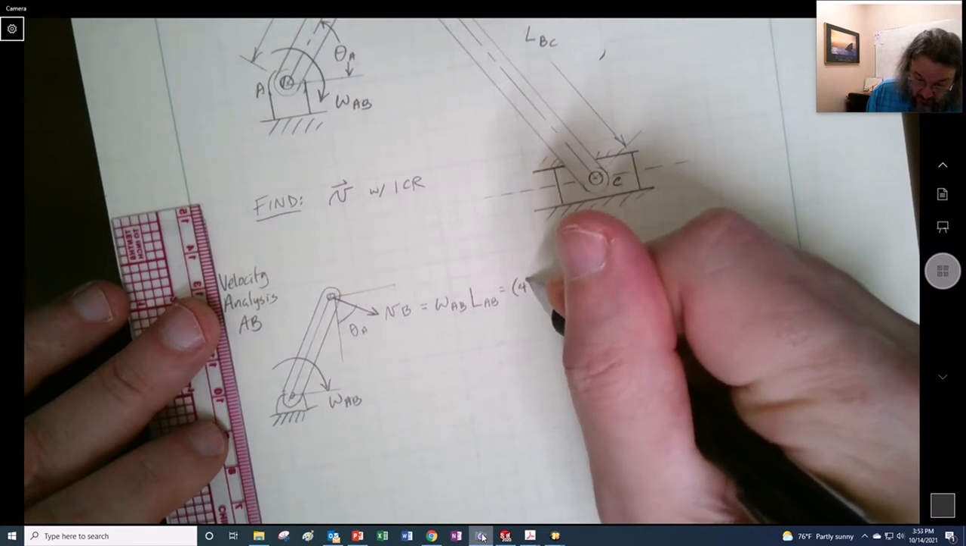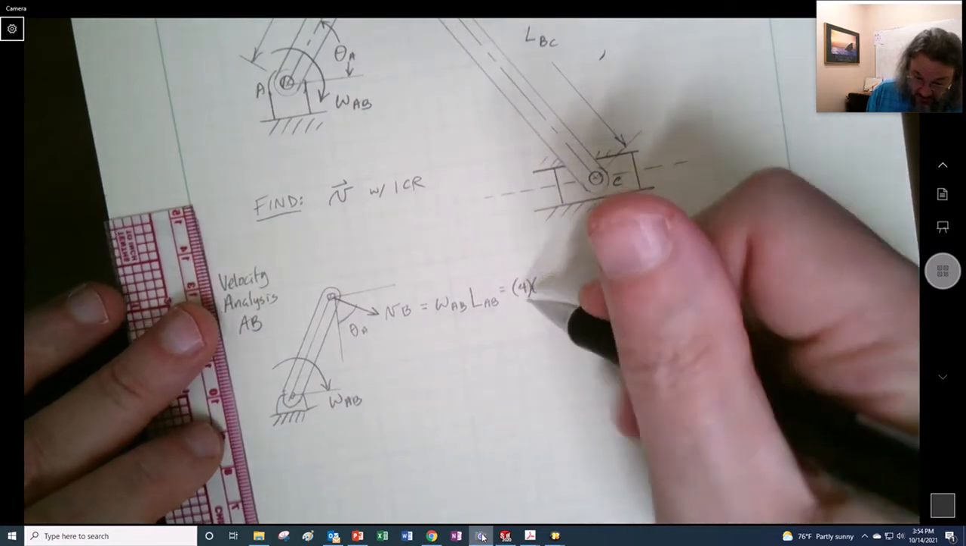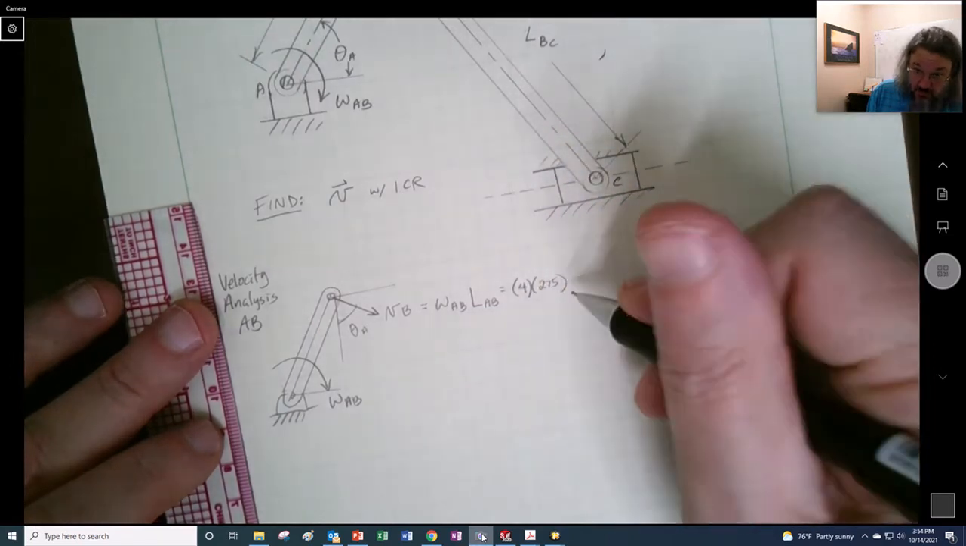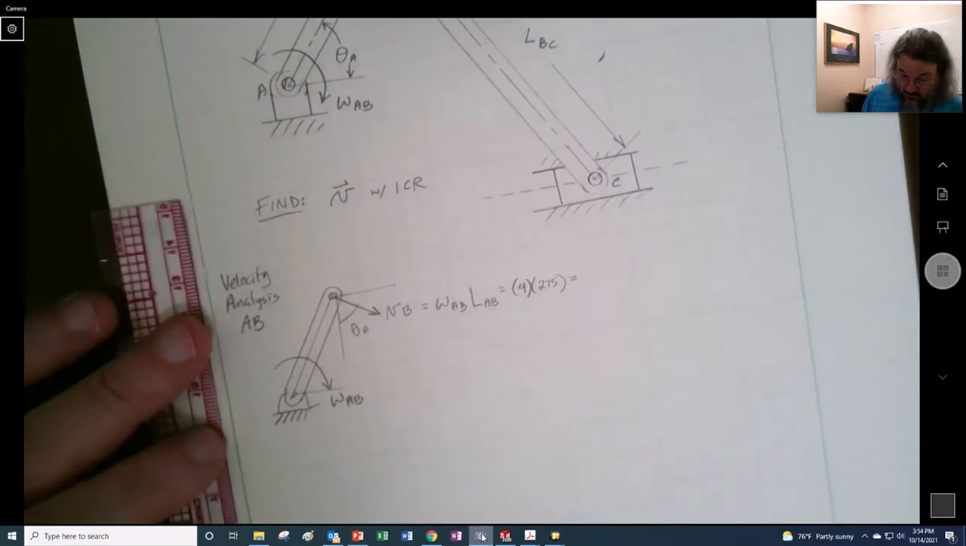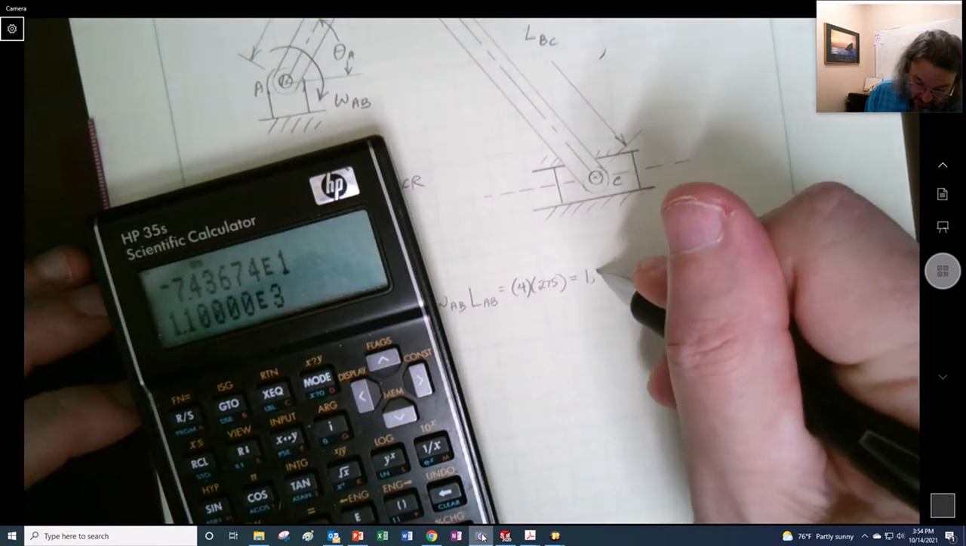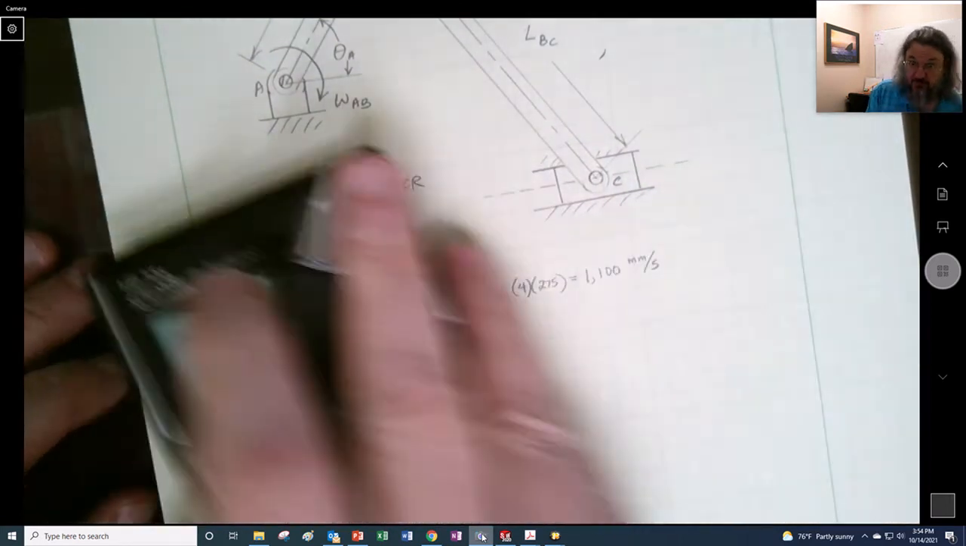So 4 radians per second times 275. So 4 times 275, boom. So we get 1,100 millimeters per second. Great.